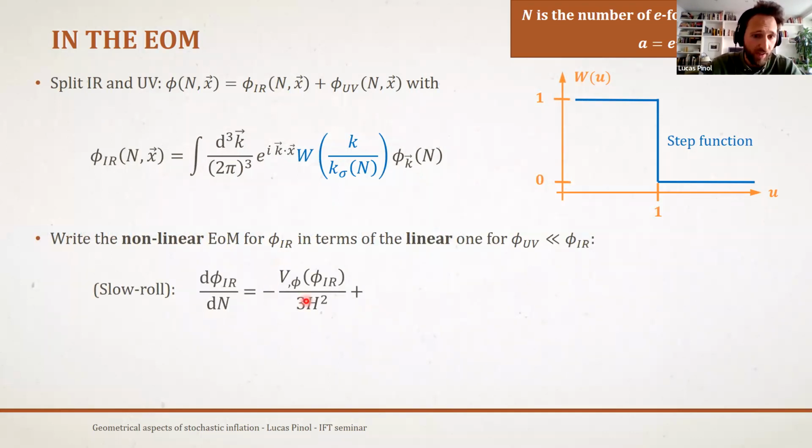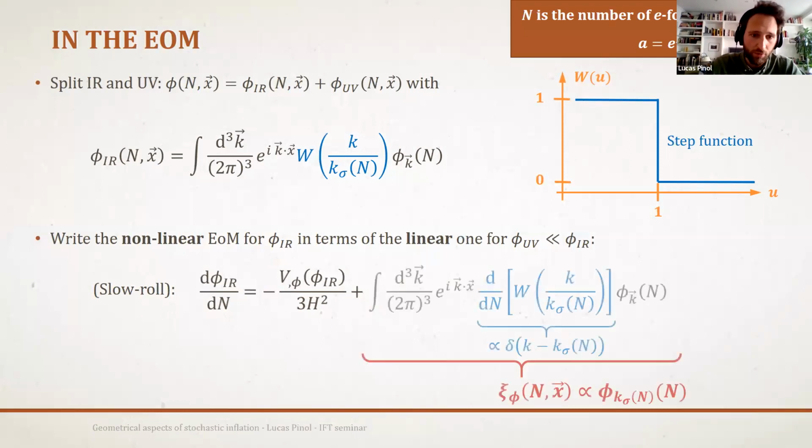So this is the usual slow roll term, but you will recover also a second term that will be proportional to this mode function in Fourier space of your fluctuating field and to the derivative of the window function. And the derivative of a function that looks like a step function is basically a Dirac delta. So it means that on top of the classical drift, what you will get is a contribution that is proportional to your wave function at this particular scale, which is the cutoff scale at this time.